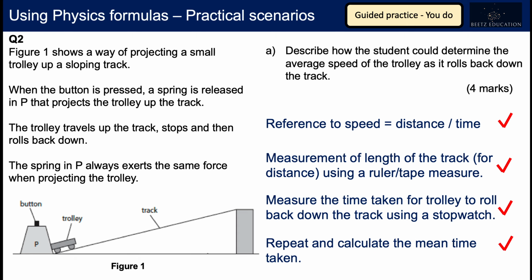And a fourth mark again for repetition and calculation of, in this case, the mean time taken. You wouldn't repeat your measurement of the length of the track and calculate a mean. That's not going to vary significantly based on the impact of random error. Time, though, could be affected by random error and the use of the stopwatch. 4 marks, again, built around an equation.